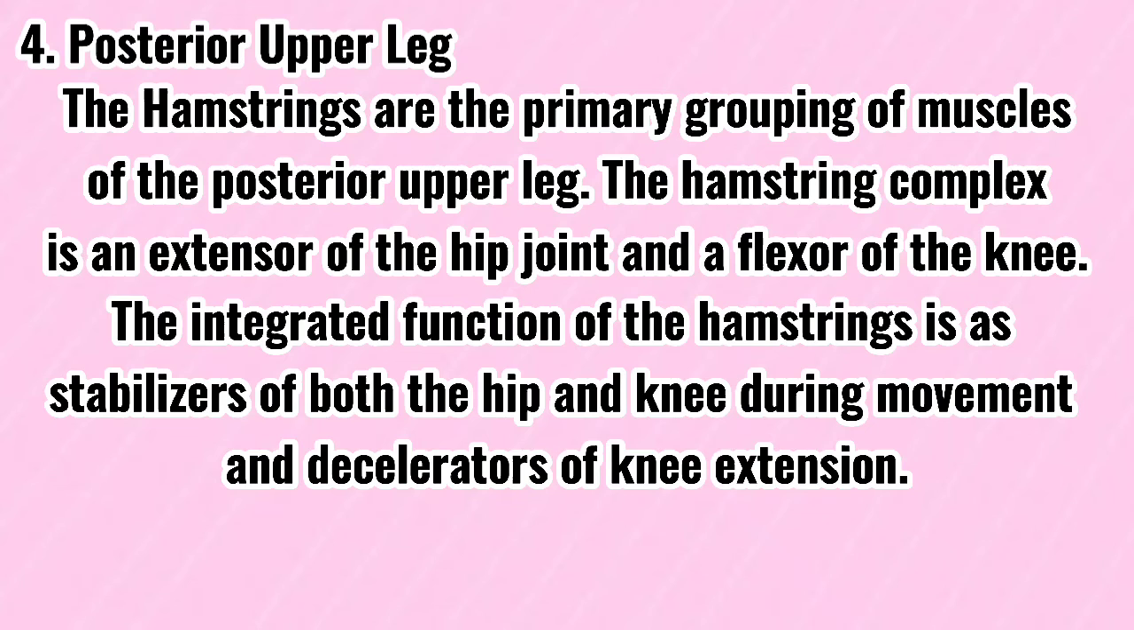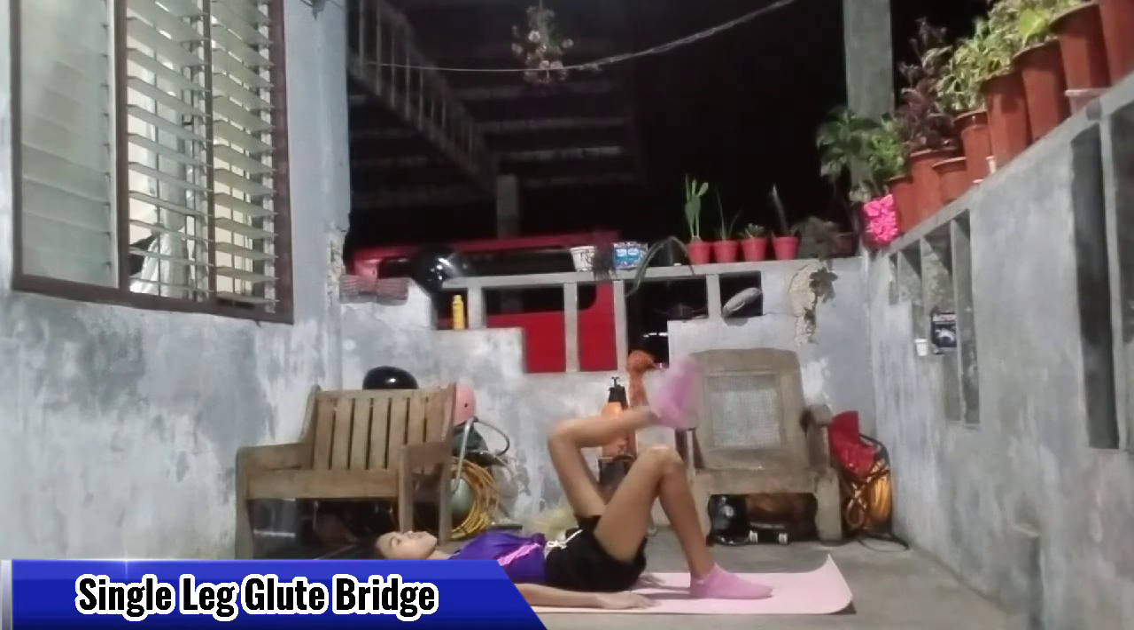Posterior upper leg. The hamstrings are the primary grouping of muscles of the posterior upper leg. The hamstring complex is an extensor of the hip joint and a flexor of the knee. The integrated function of the hamstrings is as stabilizers of both hip and knee during movement and decelerators of knee extension.